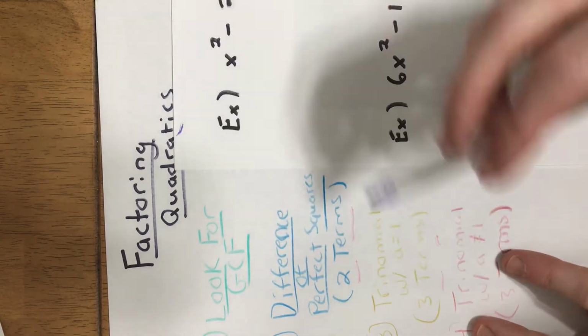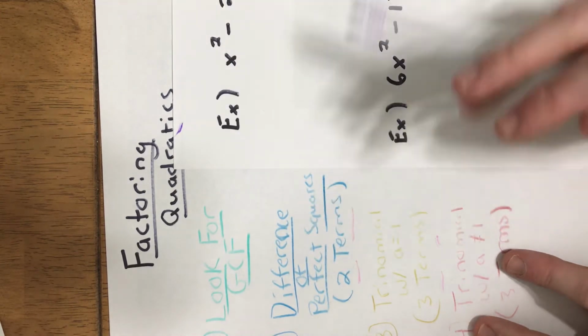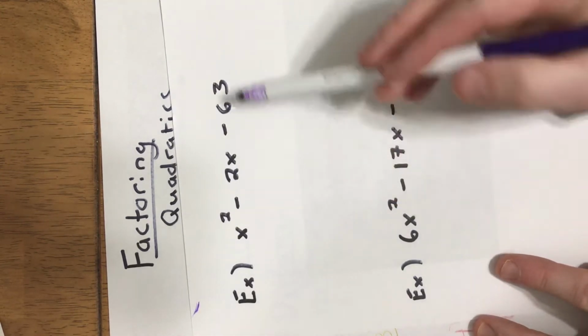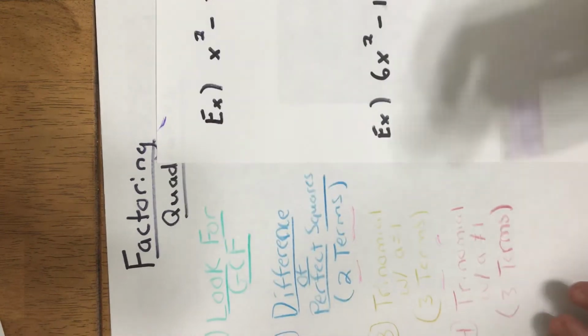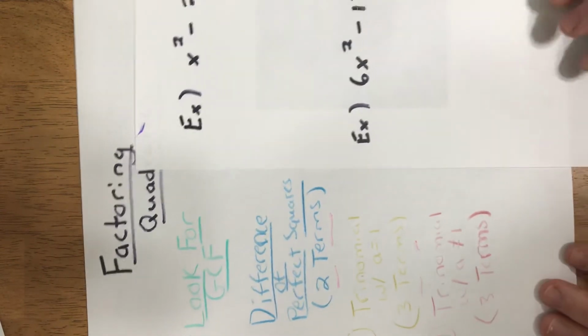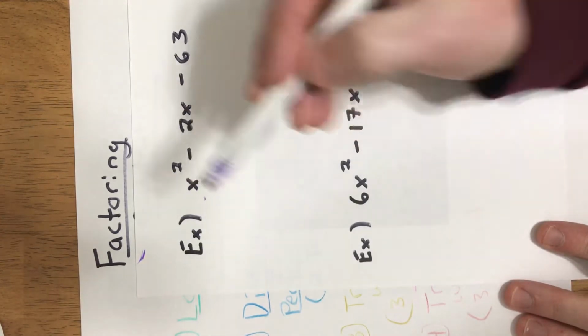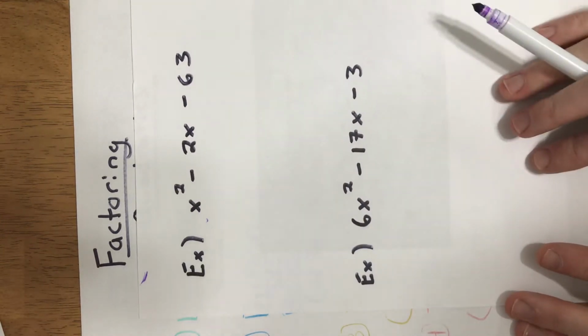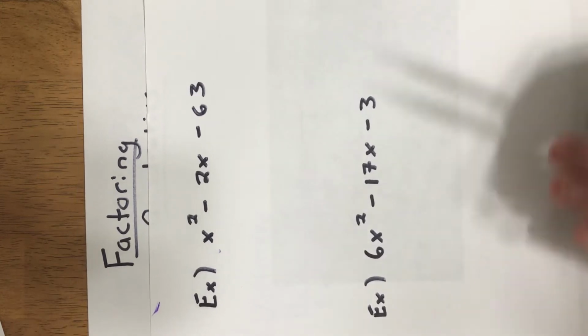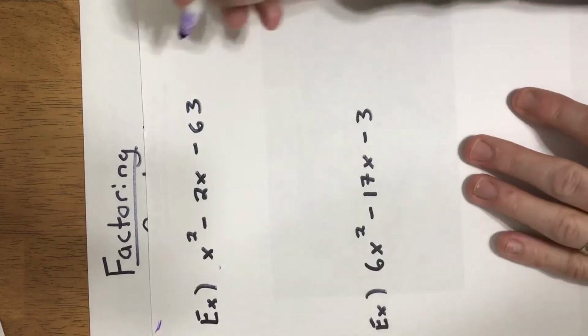Do I have a difference of perfect squares, meaning 2 terms? No, I have 3 terms here. So that means I'm going to be down here at either 3 or 4. This is a trinomial, and there's no number in front here. Or if there was, it would be a 1. So that's going to tell me I need to use my x method.